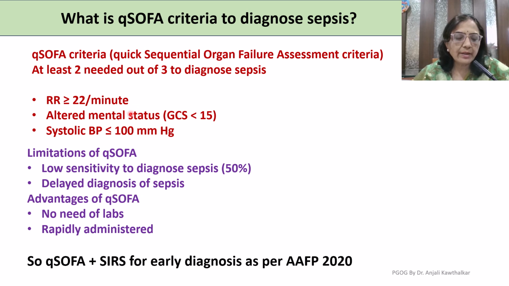If you look at the criteria, you will understand that we are going to diagnose sepsis whenever there is involvement of the brain, or hypotension, or significant tachypnea. Out of these three, we need two. That means by that time, the sepsis has already gone to a late stage of the disease, and that is the limitation of this qSOFA so far.